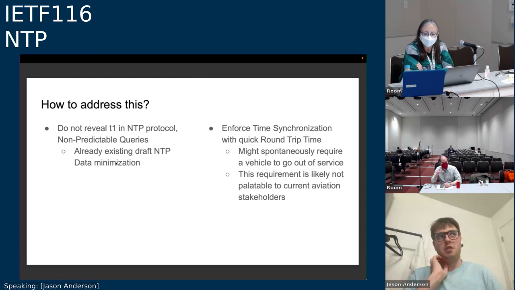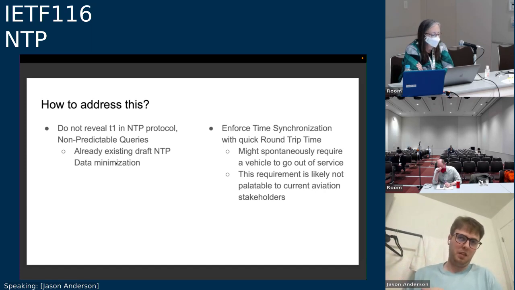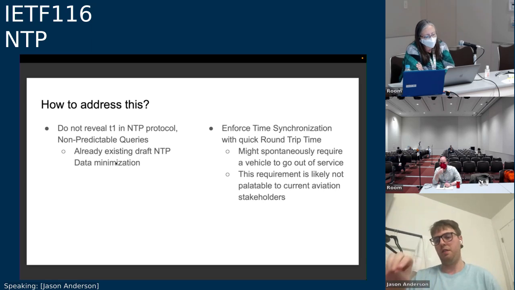Well, I want you to imagine yourself on an airplane, and the GPS receiver has gone bust, and so they need to take 30 minutes, delay your flight, and replace the receiver. But now the server is busy or not working. Then we'll have an issue where we cannot fly. If we have this requirement right here, we cannot fly if something goes wrong, and this requirement is likely not palatable to current aviation stakeholders.